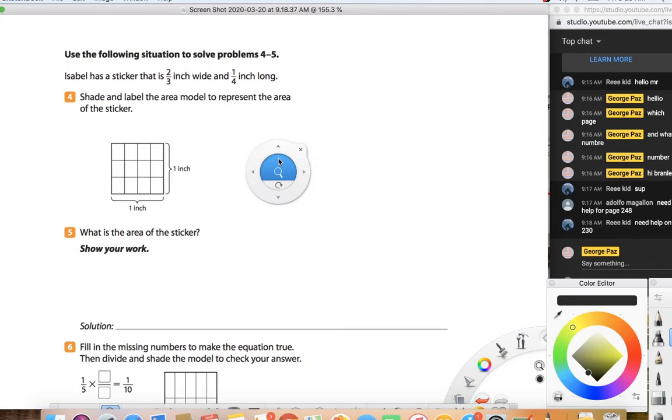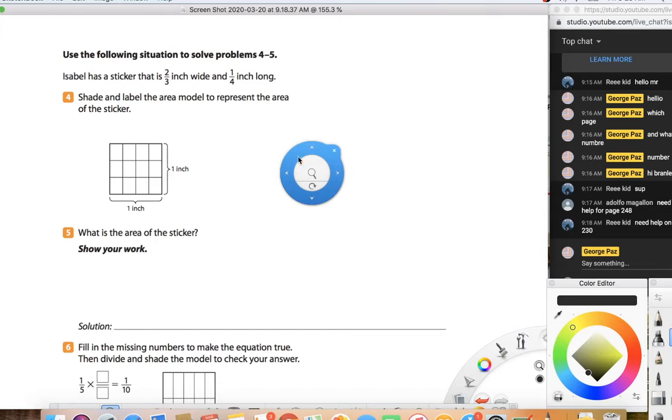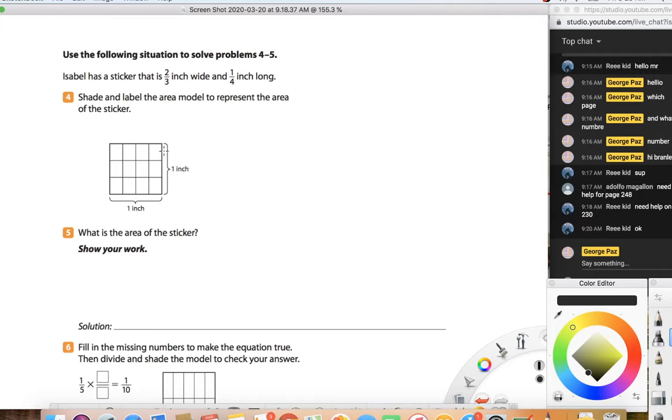So it says Isabel has a sticker that is 2/3 inch wide and 1/4 inch long. It says use these numbers to shade and label the area model to represent the area of the sticker. So this sticker is 2/3 inch wide. The third tells us that it's split into 3 spots. So it can't be this one because this one has 1, 2, 3, 4 spots. So it has to be this side because it has 1, 2, 3 parts.